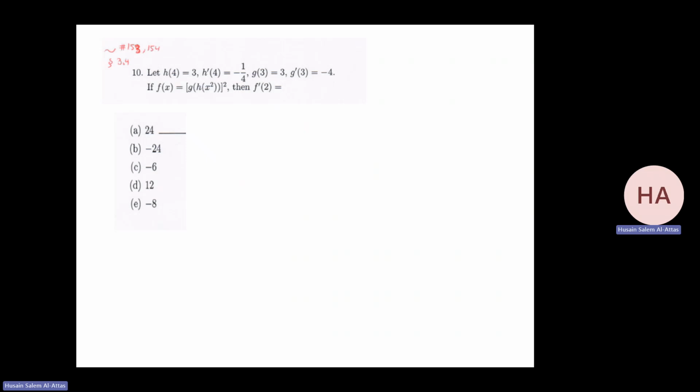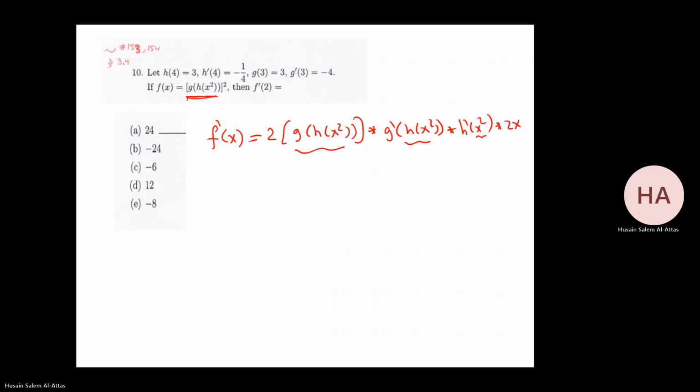H of 4 equals 3, and we need h prime. What I need to find is this. So F prime is something squared, so I have 2 g of h of x squared, times the derivative of this, g prime at h of x squared, times the derivative of this, h prime at x squared, times the derivative of this, 2x. So I have 4 functions. No problem. 4, 10, who cares?